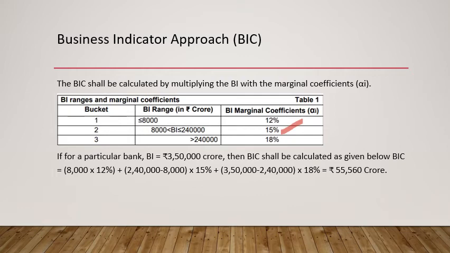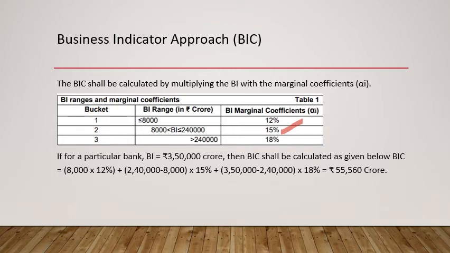Bucket 1 takes into consideration the business indicator up to 8,000 crores, or to be precise 80 billion, and then you have the second range of 8,000 crore to 2,40,000 crores, and then you have 2,40,000 crores or more, right? So we have done this calculation.